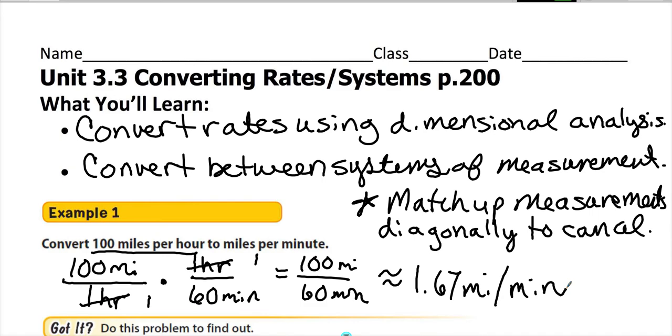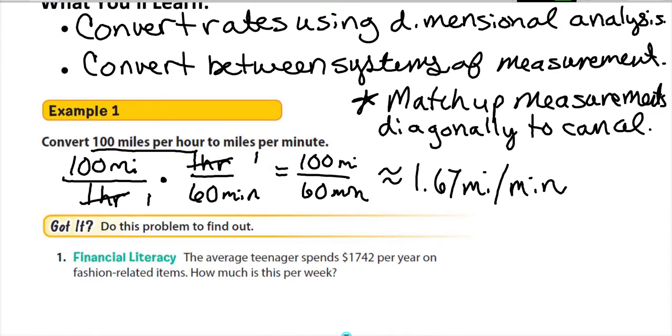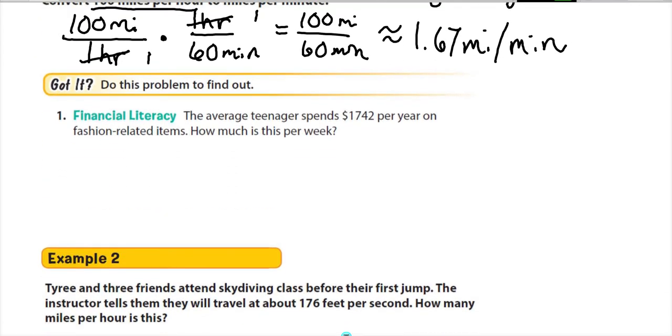So again, basically what we're doing is we're multiplying fractions. The hardest thing is that sometimes you have to cancel out your time. So again, go back to the asterisk. You're trying to match up your measurements diagonally in order to figure out what you're going to cancel. Let's go ahead and look at the next one. If you think you've got it, go ahead and try it on your own. Otherwise, you can stick with me.